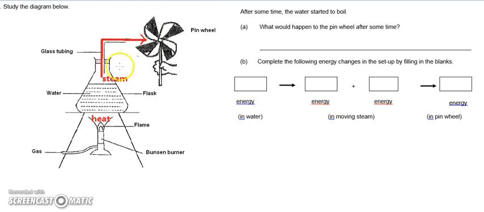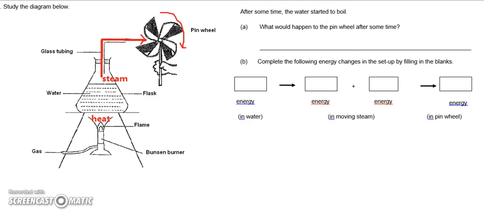And the steam is hot, so the steam has two forms of energy, okay? And as it moves, there's kinetic energy, and it hits the pinwheel as it rushes through, and the pinwheel will also be turning. So a turning pinwheel would also have kinetic energy, right?